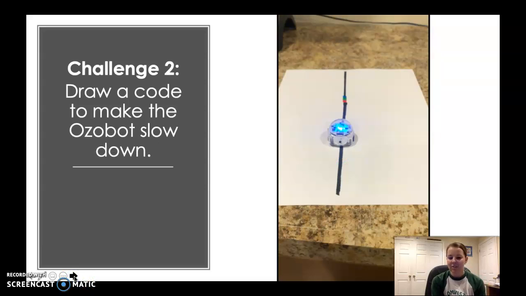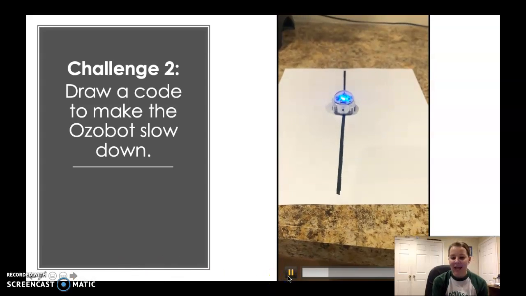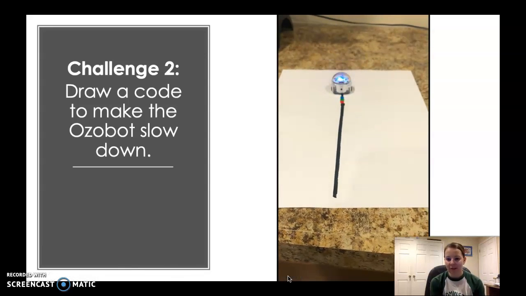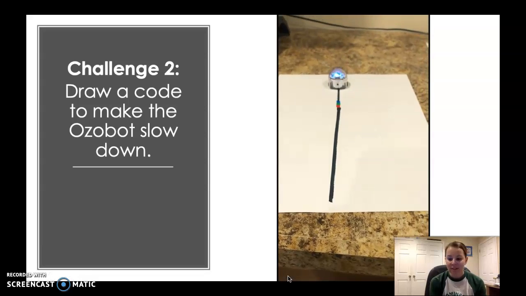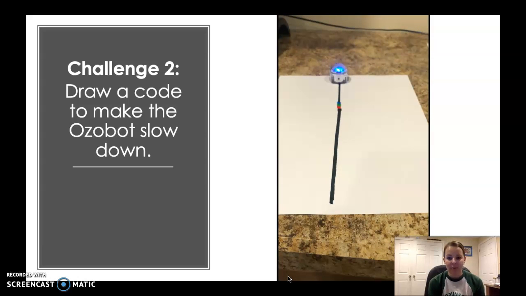Next, ask students to draw a code to make the Ozobot slow down. Then ask students if this code shows acceleration. Based on the misconception, it's likely that most students will say no, this code does not show acceleration because the Ozobot is getting slower. At this point, it's important to expand our students' definitions to realize that any change in speed, such as slowing down, is acceleration.